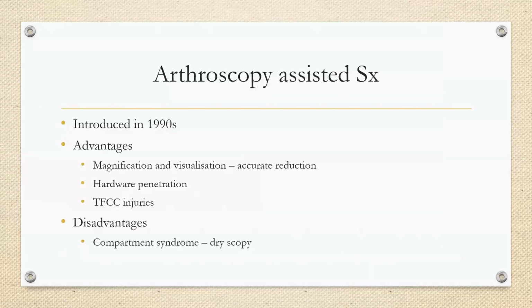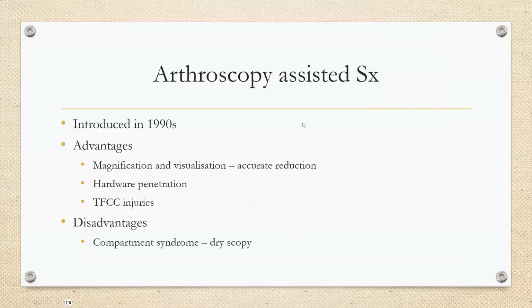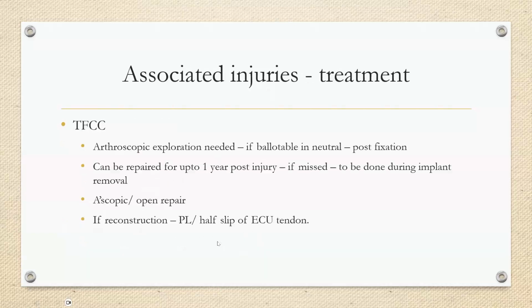And finally, the use of arthroscopy with respect to distal radius fractures. The primary advantage is that it allows for better magnification and visualization and helps in accurate reduction of the fracture. Any hardware penetration, if present, can be visualized much better intraoperatively with an arthroscope when in doubt with fluoroscopy. More importantly, it can help to diagnose TFCC injuries when in doubt. The primary disadvantage of arthroscopy is the possible risk of compartment syndrome, which can be circumvented if we are using a dry scope.